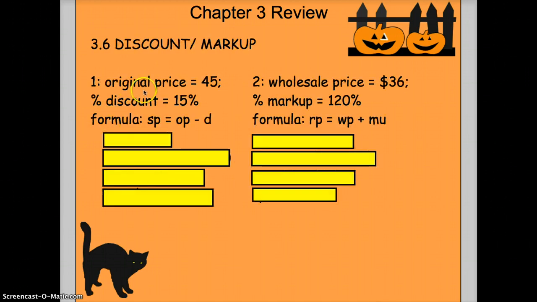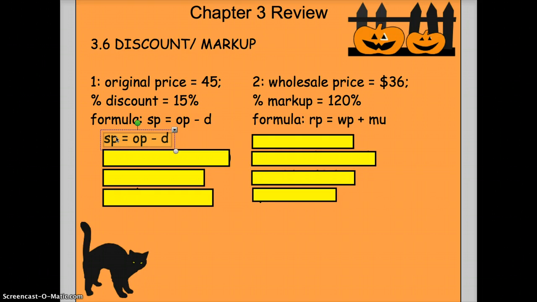3.6, finding discount and markup. So the first problem, obviously, I can see discount. So I need to use my formula, sale price equals original price minus discount. The second problem, obviously, it's a markup. Retail price equals wholesale price plus markup. Okay, so let's go ahead and go over these.